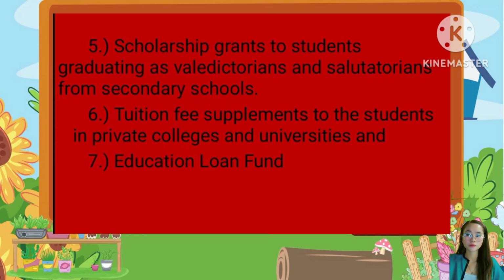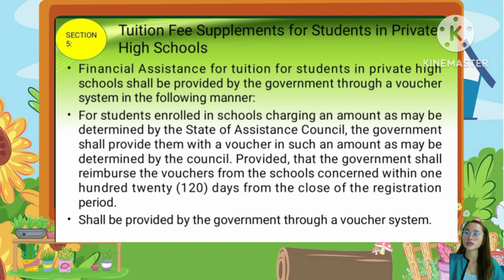Fifth, the scholarships, the grants to students graduating as valedictorians and salutatorians from secondary schools. Sixth, the tuition fee supplements to the students in private colleges and universities. And seventh, the educational loan fund. Next, we have here Section 5, the tuition fee supplements for students in private high school.